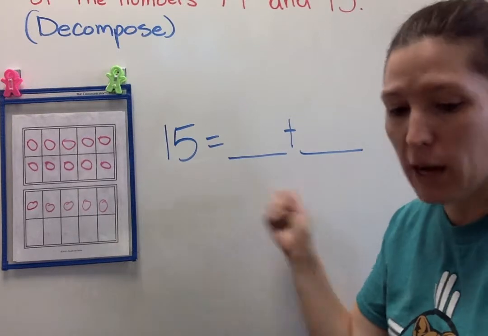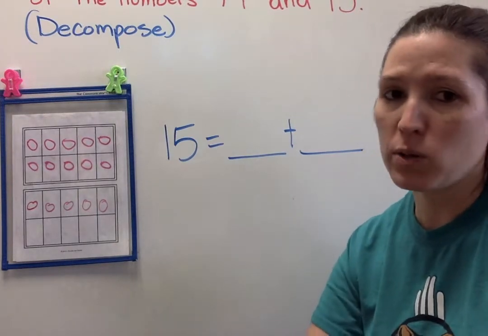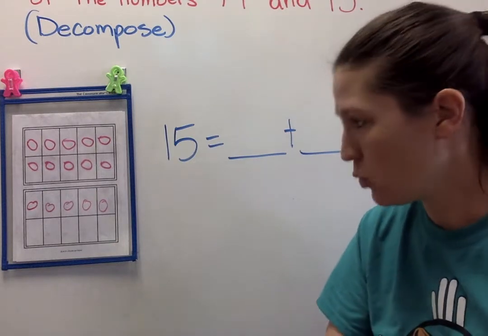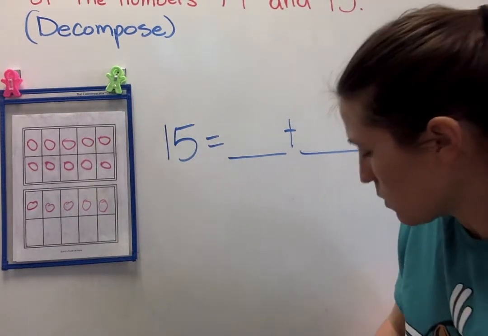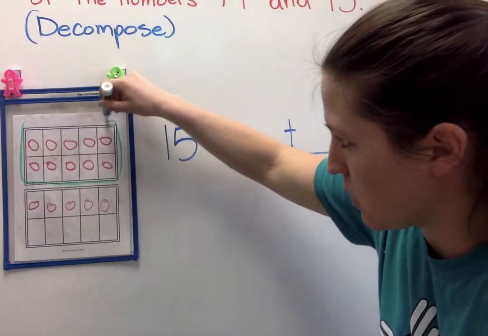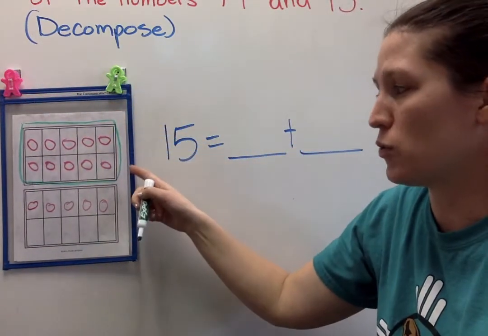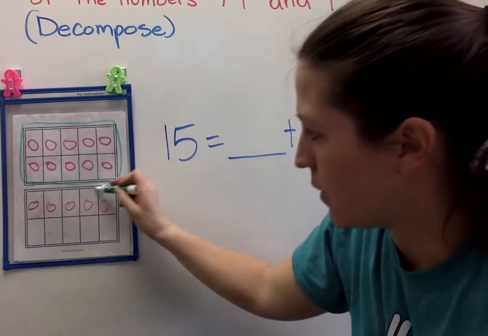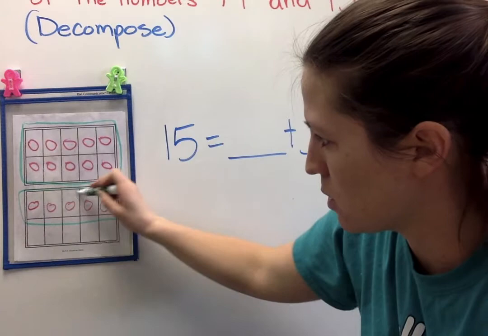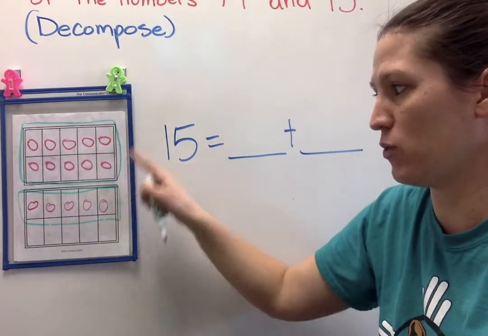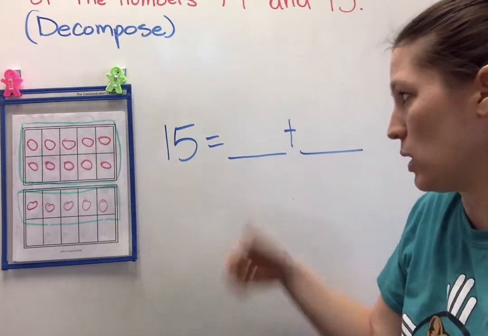I need to break it apart. Decompose means break apart. I have two groups I can see already. My first group, or my first part, is in the 10 frame. It is full. I know that it's full because a 10 frame has 10 windows, so there are 10 there. And then the second group down here has 5. 1, 2, 3, 4, 5. I have a group of 10 and a group of 5, and now I need to write that in my equation.